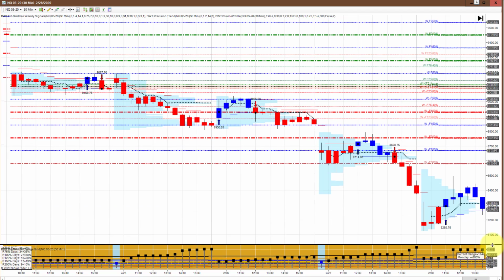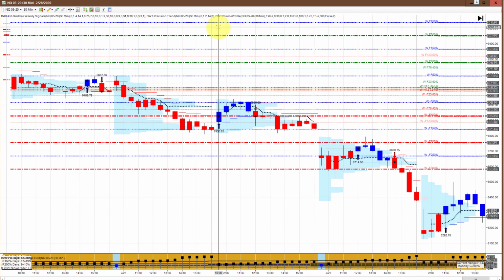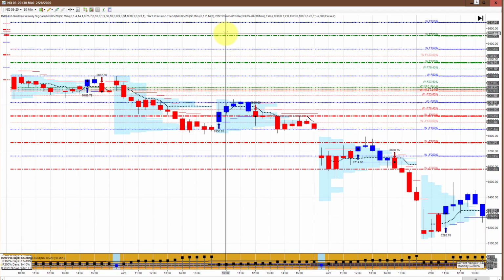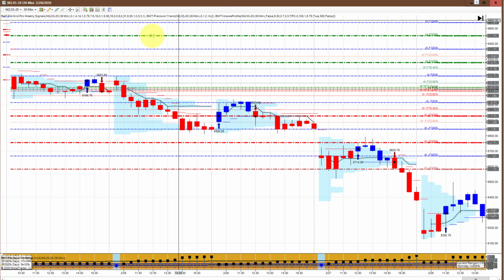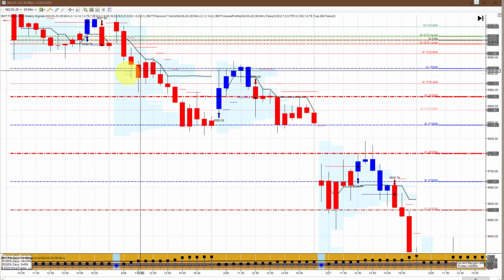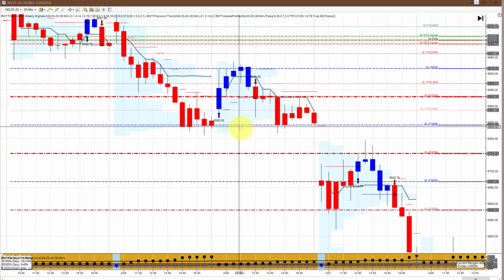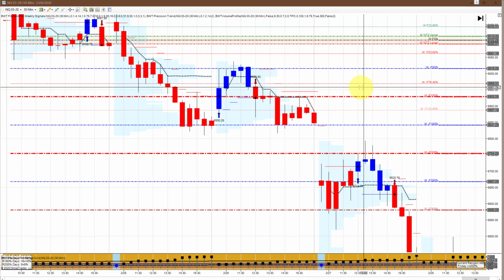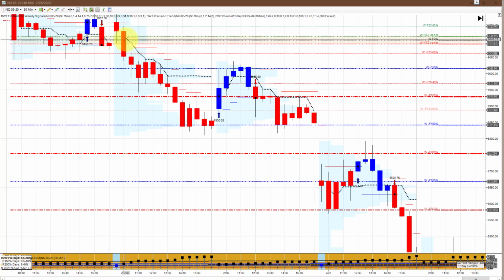This chart is kind of small. It's kind of hard for me to show all of this effectively. But on the weekly chart, it's a little easier to see, and your levels are a little bit larger. So here's the open. This is the 25th.